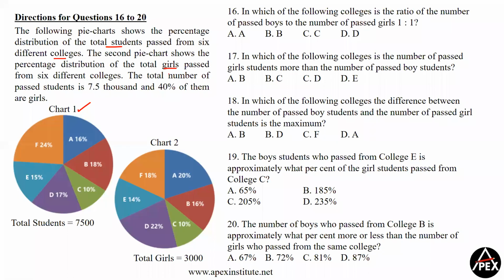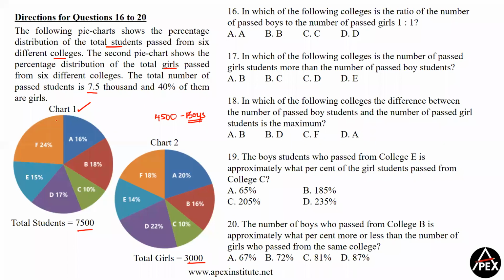Now the total number of students passed is 7.5 thousand, so 7,500, and 40% of them are girls. So 40% of 7,500 is 3,000. So out of 7,500, 3,000 girls passed the exam. So what can we infer? The remaining 4,500 are boys, isn't it? So out of the 7,500, 3,000 are girls, and the remaining 4,500 are boys.